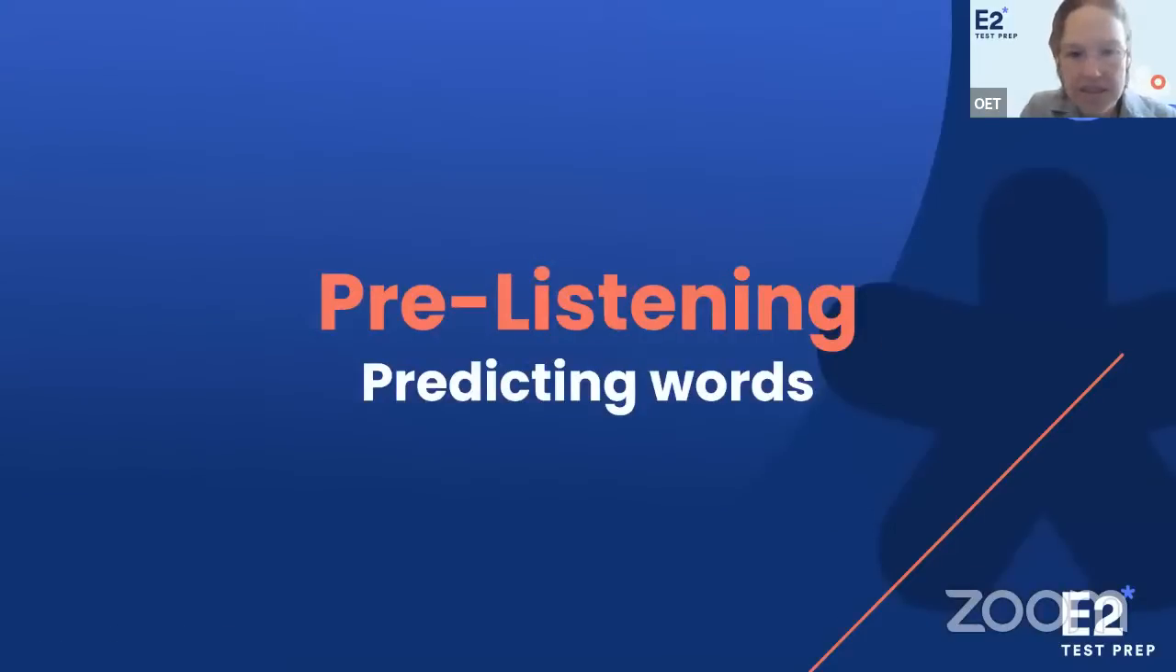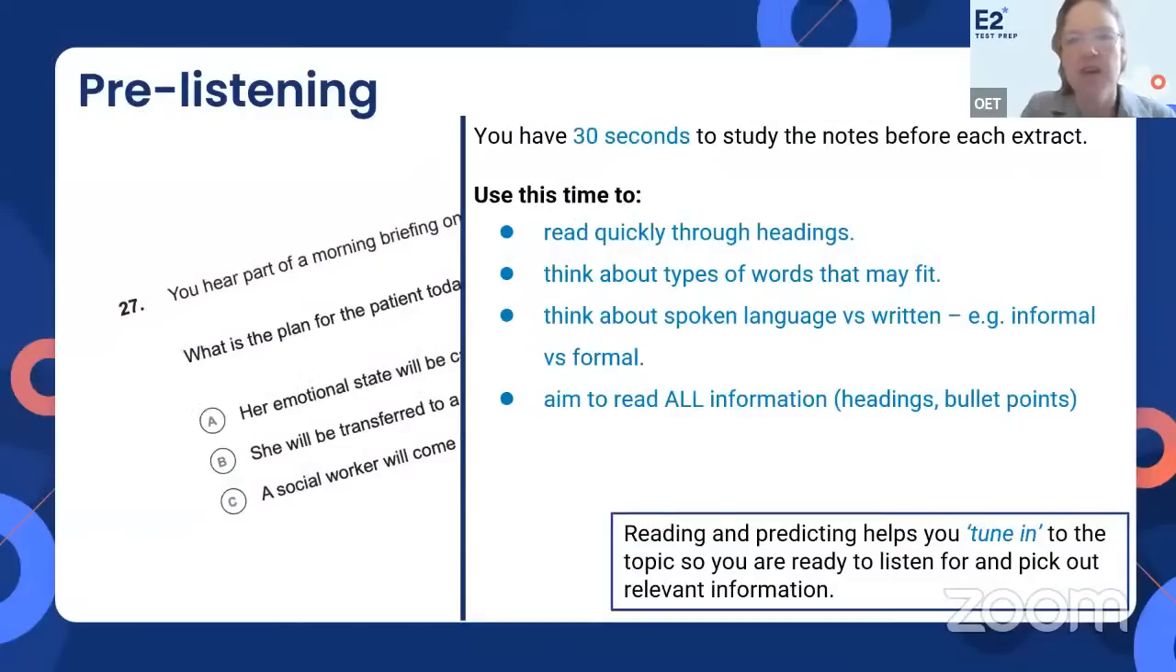So in the pre-listening time, you get a bit of time to predict what words are going to come up. And this is really useful to get right. You're going to use this time to read quickly through the headings and think about the types of words that may fit. You're also going to think about the spoken language versus the written language, as we did in that little quiz at the start, informal versus formal language. And of course, you want to be good at identifying the meaning of informal language.